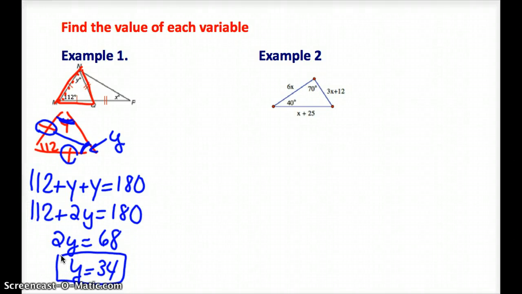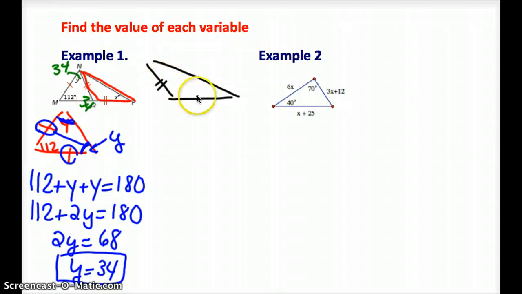I'm going to go ahead and clear my diagram so I can see a little bit better here. So this is going to be 34, and this is also going to be 34. Now when I want to find my x, I really need to be working with this triangle over here. So let me pull that out.